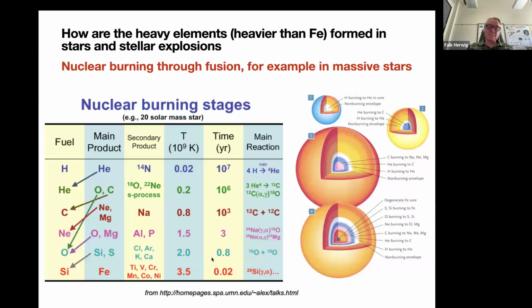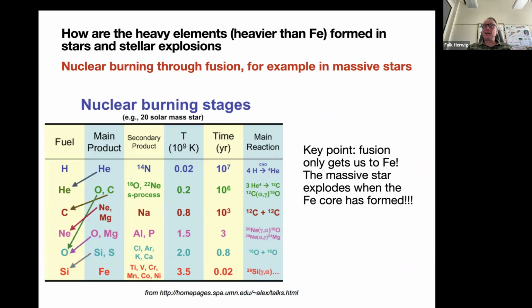And so this leads to the onion shell model, in this case of a massive star that ends with iron. That's the key. When the massive star evolution has reached the iron core, then it's over and the massive star explodes. So the question is, first of all, why does this sequence of nuclear reactions end at iron? And how are the other elements made?